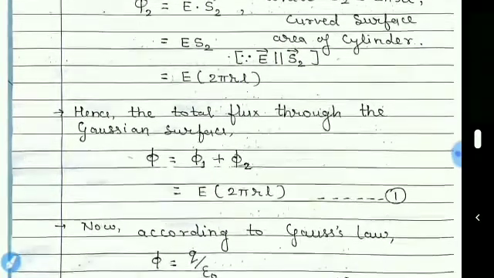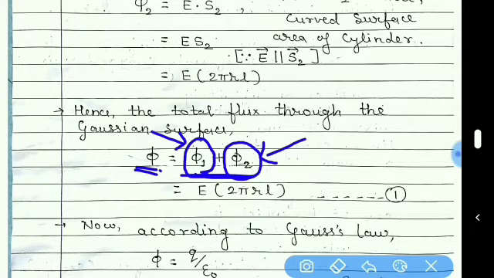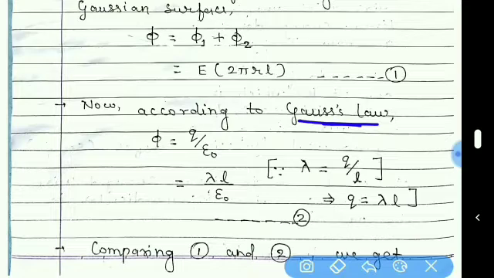Now finally the total flux. The total flux is the flux linked with the top and bottom circular parts, which is 0, plus the flux linked with the curved surface. As the first is 0, the total flux is contributed only by the curved surface, that is E into 2 pi r L. So here we have obtained the flux, and let us give that equation number 1. Again, according to Gauss law, flux phi is equal to total charge upon epsilon naught. Here we know that the case is of linear charge density.